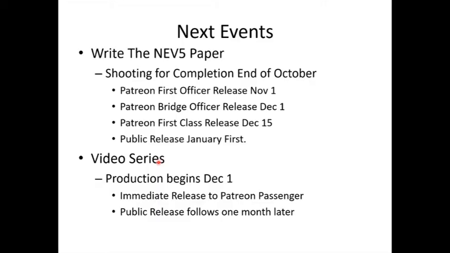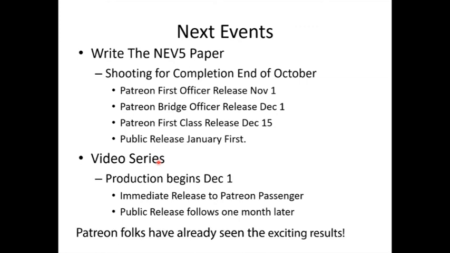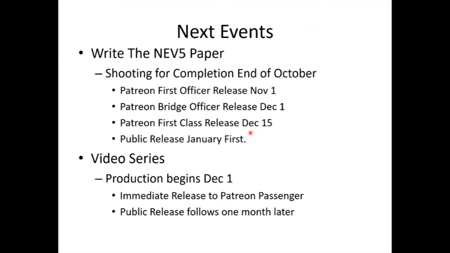So for the next events, I'm going to start writing the New Electromagnetism V5 paper. This should be pretty quick because all the experiments are done. It's just a case of dumping it all into a nice coherent paper. I'm going to shoot for completion of the paper by the end of October. And this will be the release of the paper for the different Patreon classes, with the public release on January 1st, 2023.